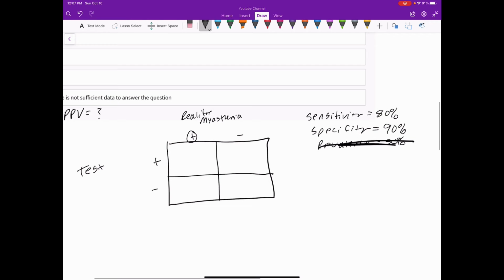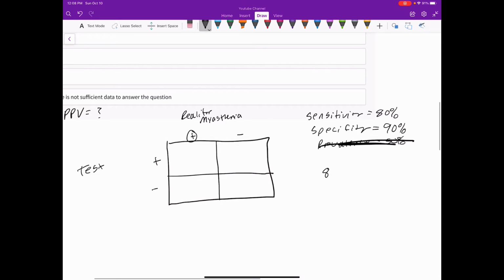So now, sensitivity is 80%. I like working with percentage with hundreds. Some people like ones, like using tens. Some people like decimals. I like going in the hundreds. So if it says 80%, I know it's going to be equivalent to 80, right? Because 80 over 100 is 80%. And if they say 90%, I know the number is going to be 90. Because 90 over 100 is 90%.